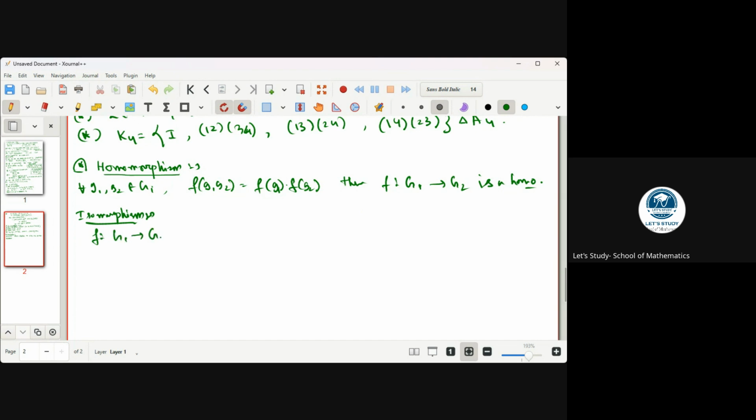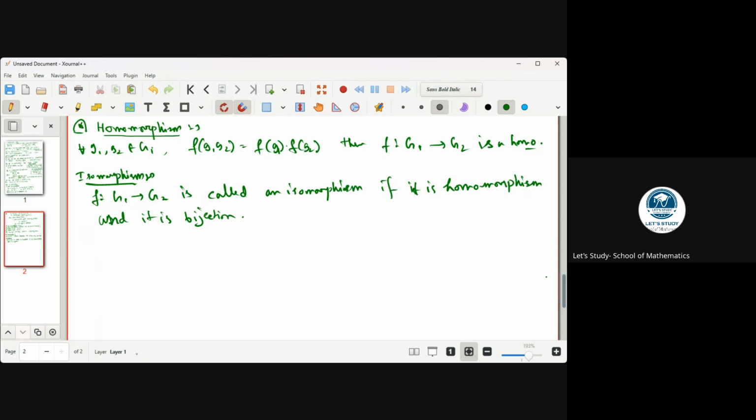A map f from G1 to G2 is called an isomorphism if it is a homomorphism and it is a bijection. So these two things are there.